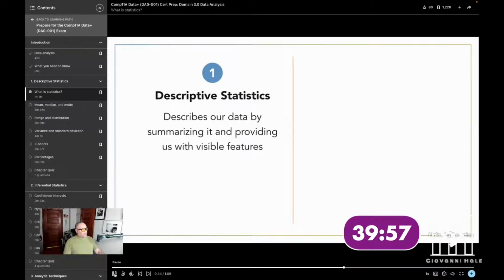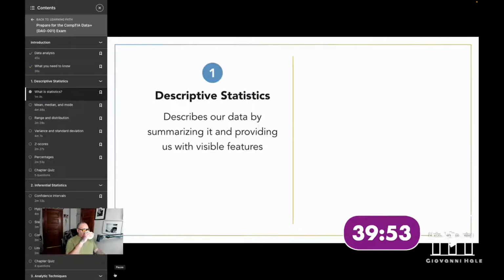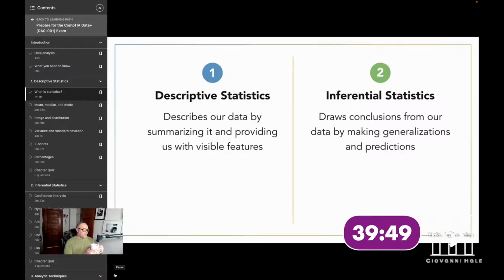Descriptive statistics describe our data set. They summarize our data and tell us some of the primary visible features that it contains. Inferential statistics go beyond describing our data and begin to draw conclusions from it. We use inferential statistics to make generalized conclusions about our data and make predictions about the future from our data. In this course, we're going to cover techniques of both descriptive and inferential statistics.